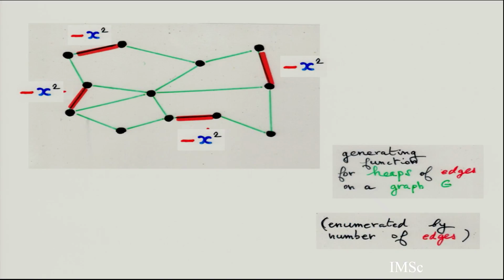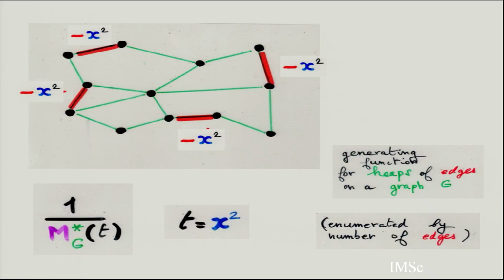And so the generating function for heaps of edges on a graph, this is more general than heaps of dimers on a segment graph or heaps of dimers on the circle, which give you Fibonacci and Lucas polynomials. But in general, the generating function of heaps of a graph is the inverse of the matching polynomial. Because each dimer is weighted minus x2, you have to replace x2 by t, in fact.